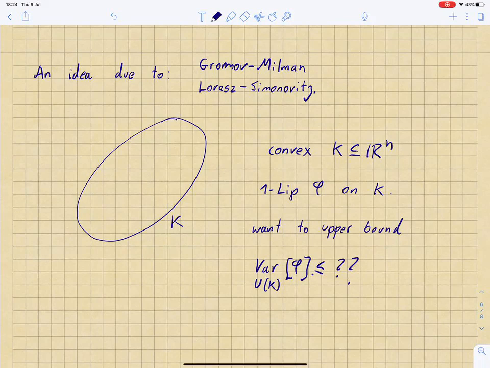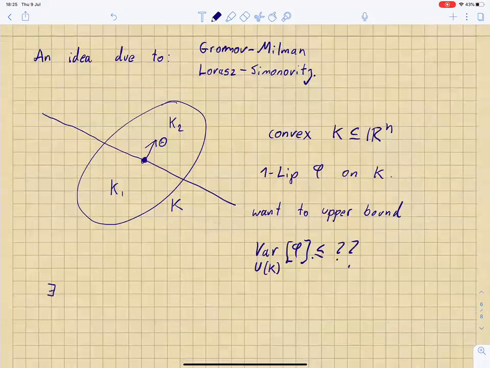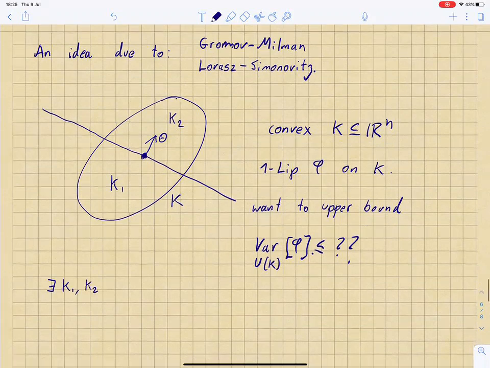So here's one thing we can do. So phi is defined on K. Let's take, say, the center of mass of K, this point. And then let me cut K into two halves. I'm going to choose a direction in which I cut. I'm going to fix this point at the center of mass of K and choose theta in the sphere. And by a topological argument, I can always cut K into two halves in a way that the integral of phi will be equal on both halves. So I can always cut K into two smaller convex bodies, K1 and K2.